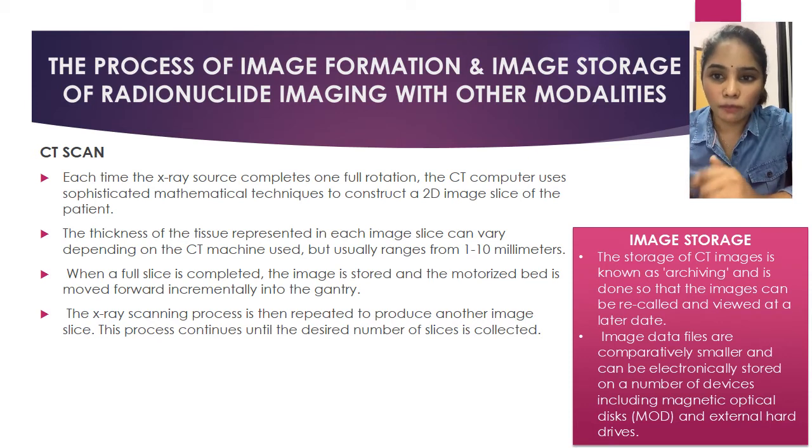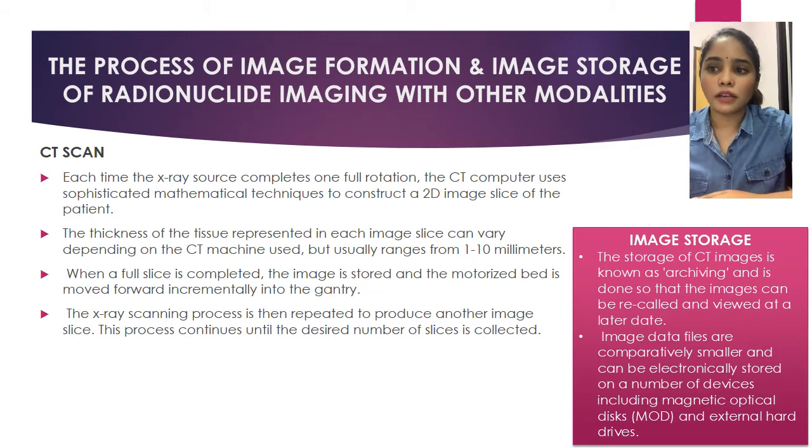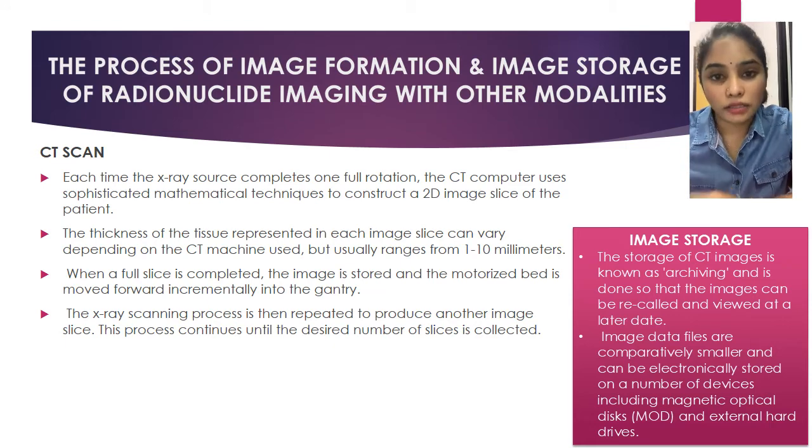When a full slice is completed, the image is stored and the motorized bed is moved forward incrementally into the gantry. The X-ray scanning process is then repeated to produce another image slice, and this continues until the desired number of slices is collected. Image storage for CT scan is known as archiving, and is done so that the image can be recalled and viewed at a later date. Image data files are comparatively smaller and can be electronically stored on a number of devices, including a magneto-optical disc, which is MOD, and external hard drives.